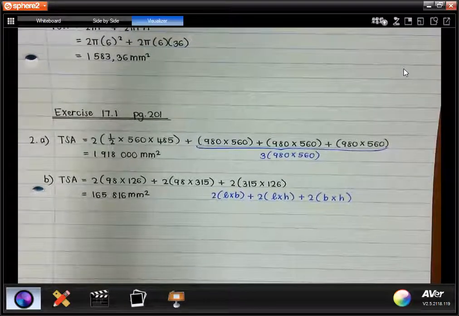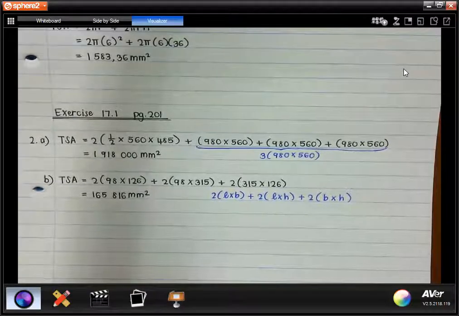Any questions, guys? Okay, we're moving on to volume today. So that is the new heading, please. Volume of 3-dimensional shapes. Or let's say volume of solids, that's better. Volume of solids.